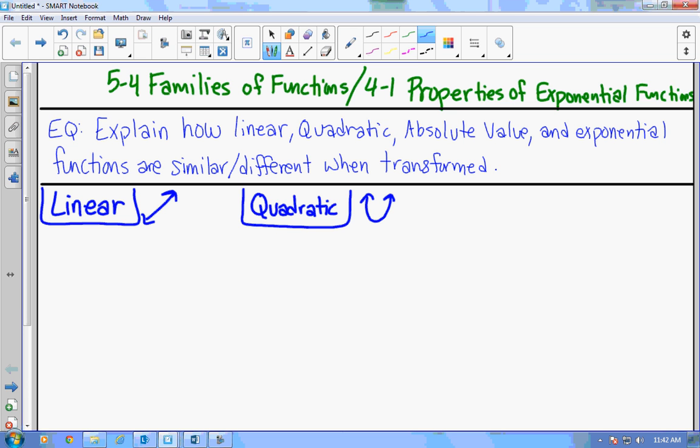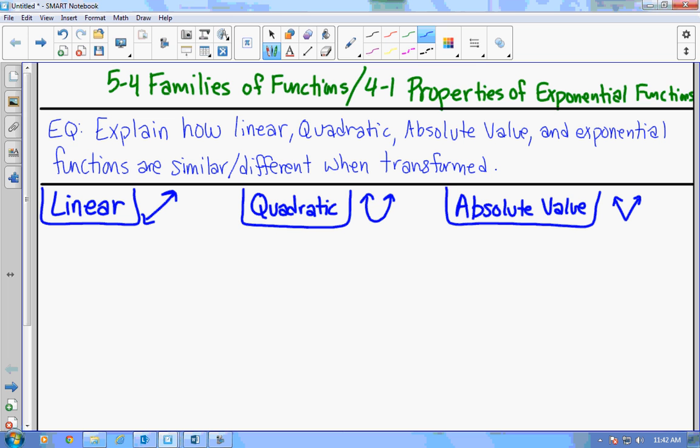Okay, show me what an absolute value looks like. It's different than quadratic, right? Should be a very sharp V. Straight arms versus the quadratic or curved arms. Quadratic is curved at the bottom. Absolute value comes to a sharp point. Okay, we'll do exponentials in a minute.